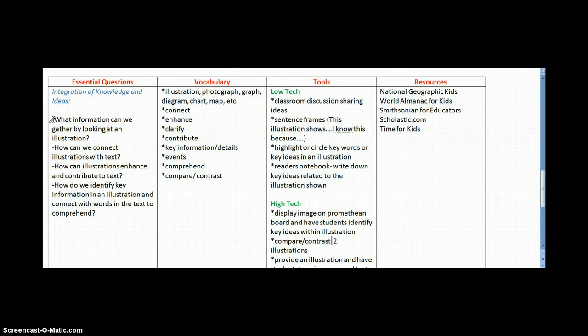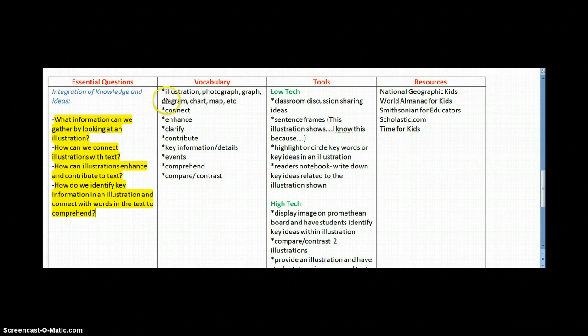Taking a look at the essential questions, we might use this as a focus question: what information can we gather by looking at an illustration? Another idea might be, how can we connect illustrations with text? Or perhaps we want to focus on, how can illustrations enhance and contribute to text? Or possibly, how do we identify key information in an illustration and connect with words in the text to comprehend?